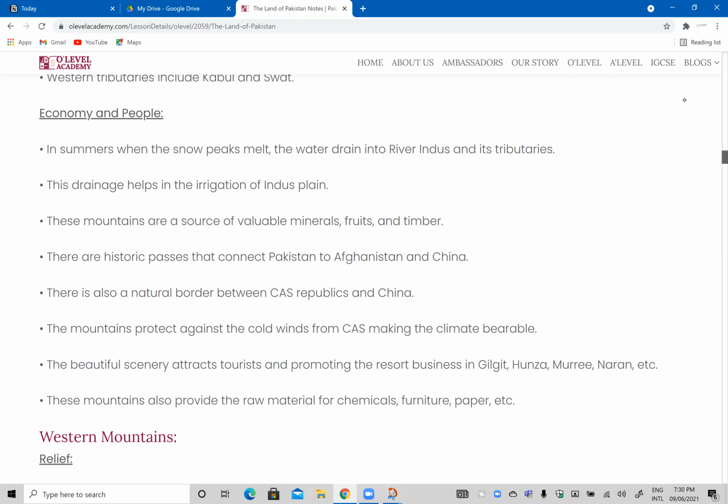If you focus on the second point that talks about the irrigation of the Indus Plain, again, if you're irrigating the Indus Plain with the help of water from the melted snow, you're basically boosting your agricultural production. And by boosting agricultural production, you're supporting the agro economy of Pakistan. So it also has direct links to the economy. Then when we talk about the natural historic passes with China and Afghanistan, we're talking about direct trade, and that has a direct impact on the economy. So I hope, guys, this is clear.